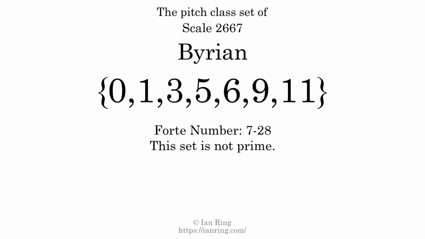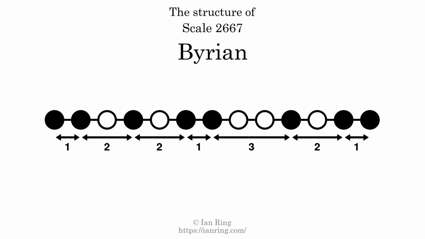The pitch class set for this scale is 0, 1, 3, 5, 6, 9, 11. The Fort class is 728. This set is not prime. The structure of a scale is a description of the interval distance between each successive tone. This scale has a structure of 1 2 2 1 3 2 1.